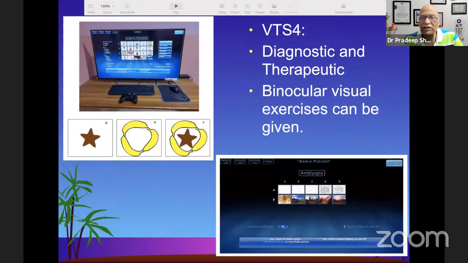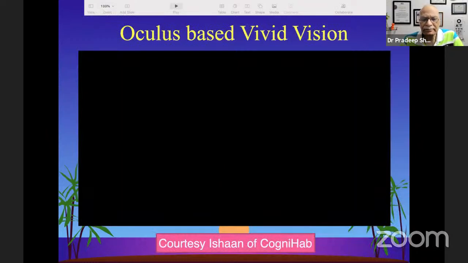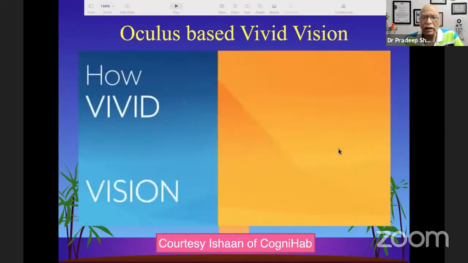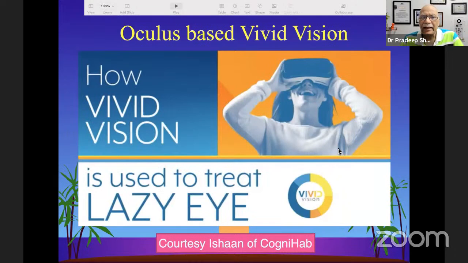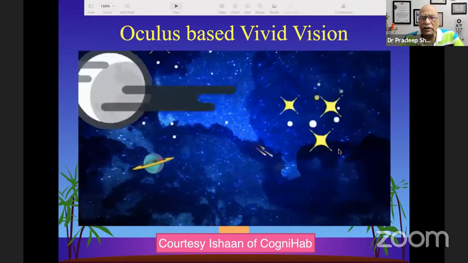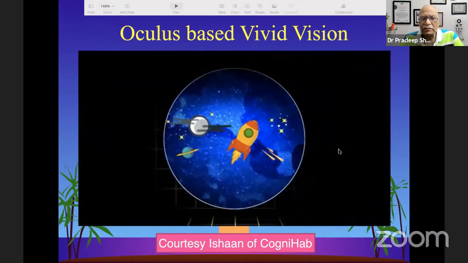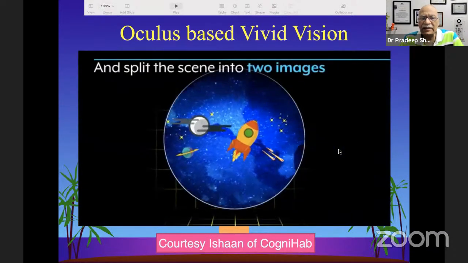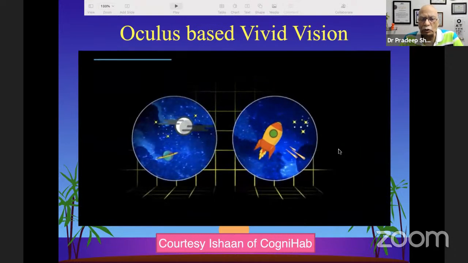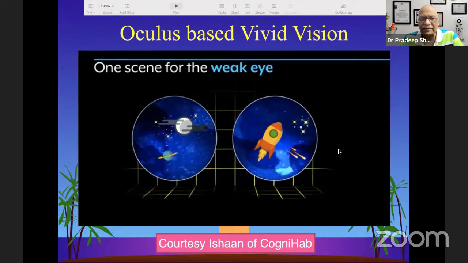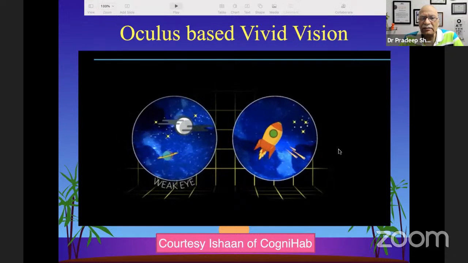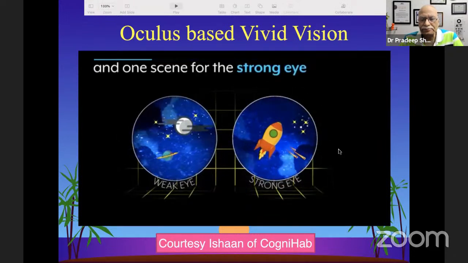This is showing you the VTS4 diagnostic and therapeutic functions, and binocular vision exercises can be given to improve amblyopia in people. Just a small video to show you how the Vivid Vision or Oculus-based Vivid Vision works. So we can see that the images are split into two, what the right eye and the left eye sees. One seen by the weak eye and one seen by the strong eye.